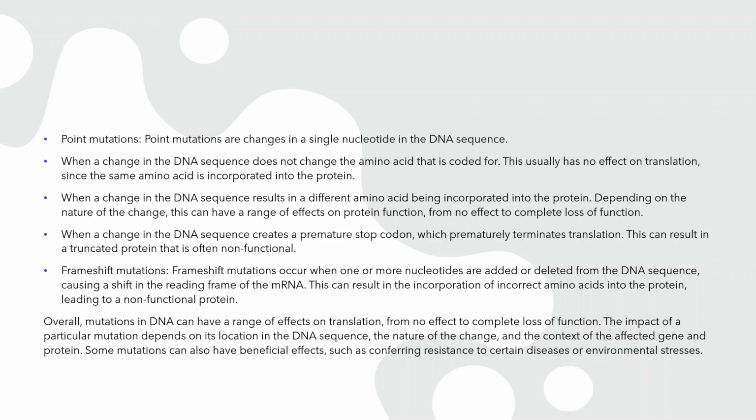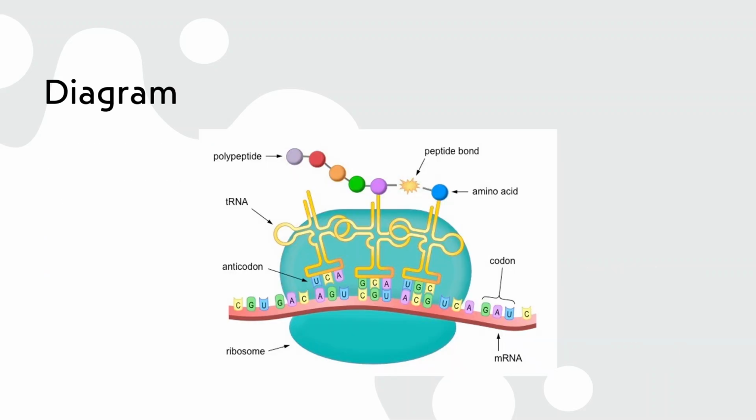Overall, mutations in DNA can have a range of effects on translation, from no effect to a complete loss of function. The impact of a particular mutation depends on its location in the DNA sequence, the nature of the change, and the context of the affected gene and protein. Some mutations can also have beneficial effects, such as conferring resistance to certain diseases or environmental stresses. Sometimes a mutation has no effect, sometimes a good effect, sometimes a bad effect.